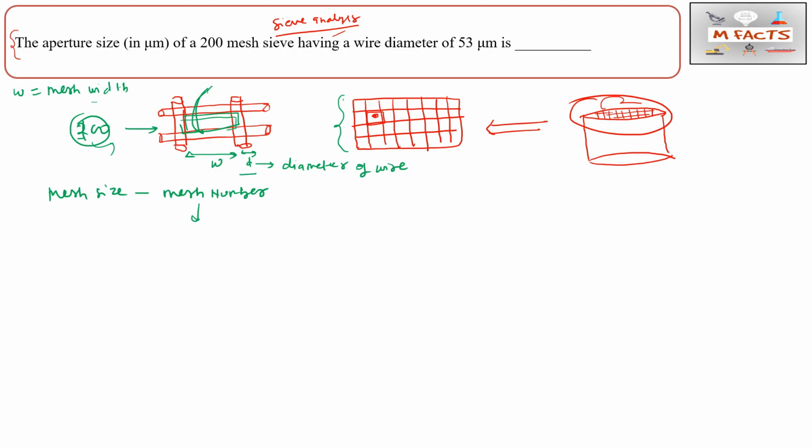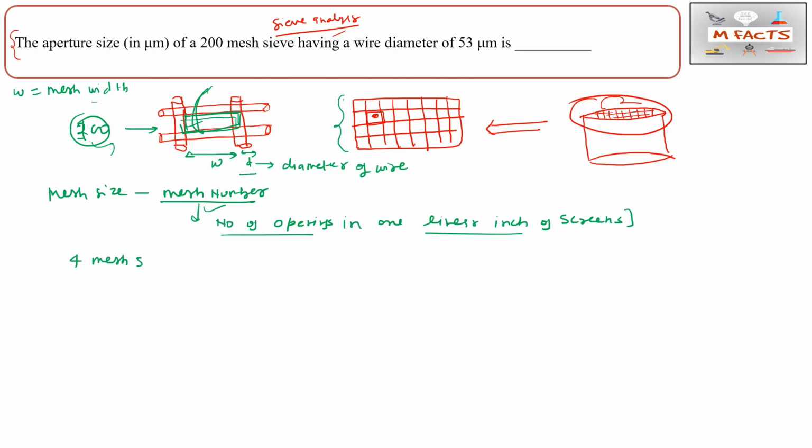Okay, so mesh number we can define like this: number of openings in one linear inch of screens. This is the terminology which is used, mesh number. So whatever the number of openings in one inch, that is known as mesh number. And that mesh number may be defined as the size of the particle that can be passed through this screen.